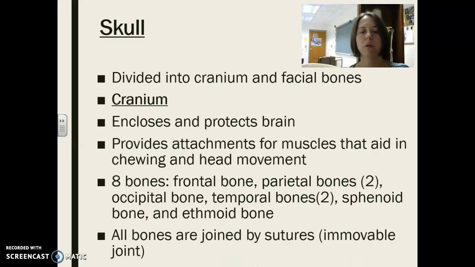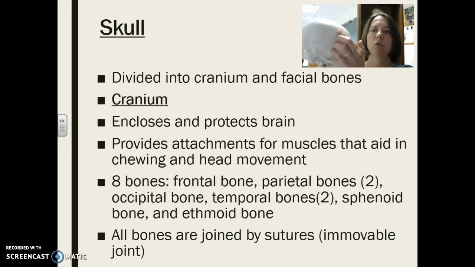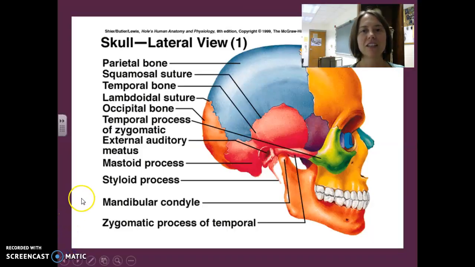So all of these bones are joined together by sutures, and sutures are an immovable joint. You can see that all these bones were separate bones as an infant, as a fetus, and then they closed up and formed an immovable joint. Let's take a look at some of the pictures of the bones.